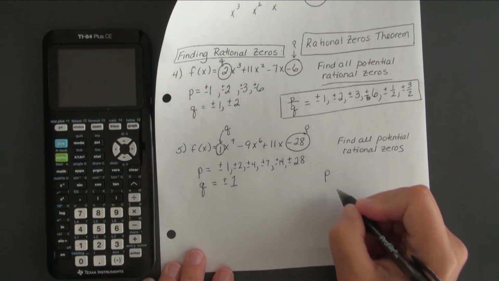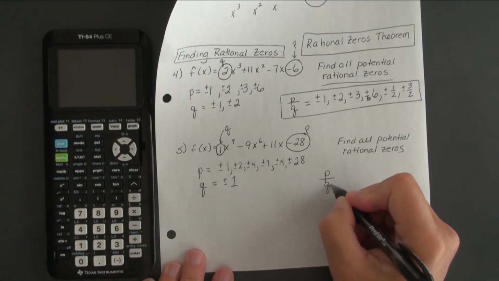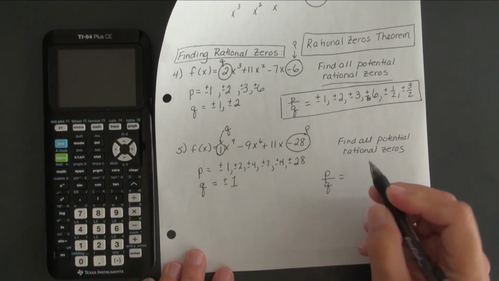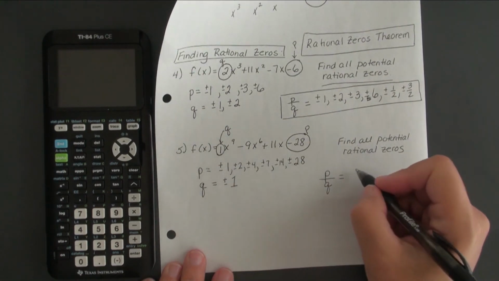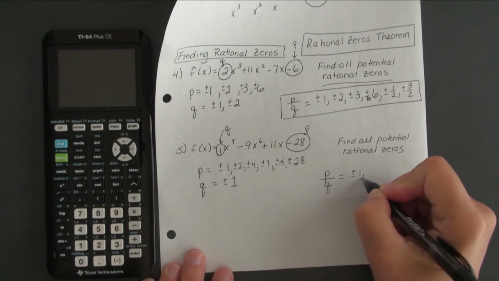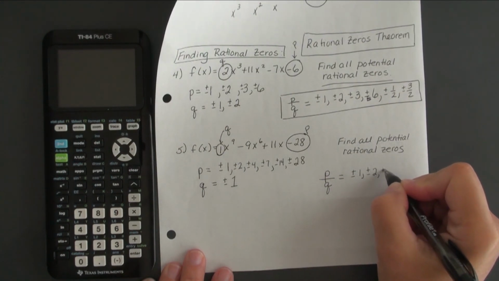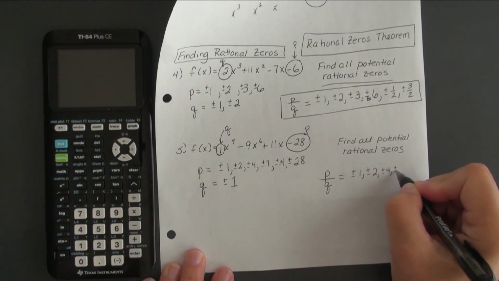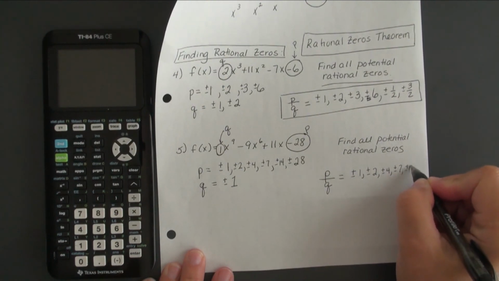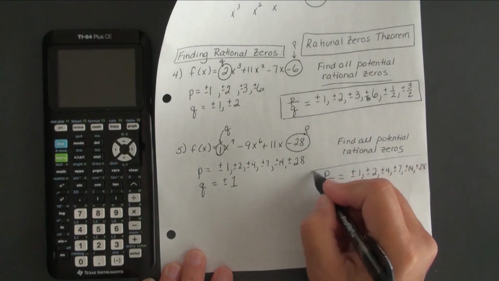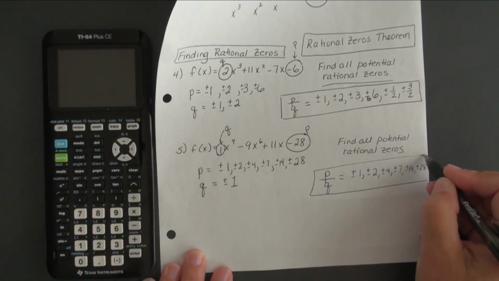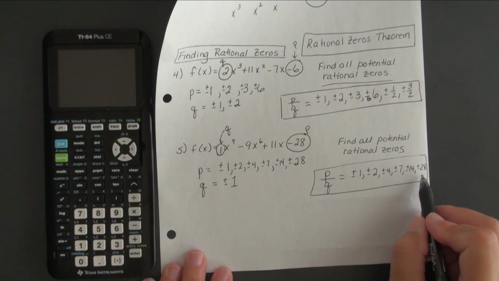Our potential rational zeros would be P over Q, which is 1 over 1, 2 over 1, 4 over 1, and so on. So plus or minus 1, plus or minus 2, plus or minus 4, plus or minus 7, plus or minus 14, and plus or minus 28. If we have rational x-intercepts, they will come from this list.